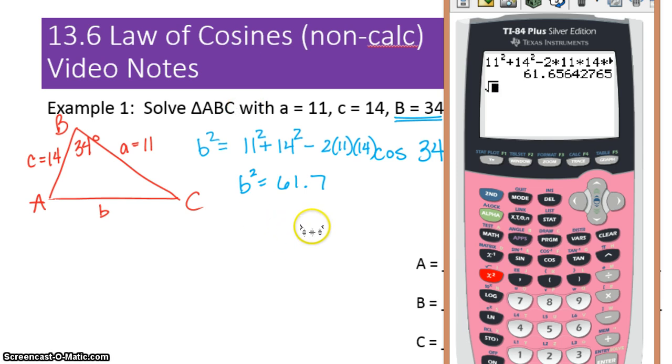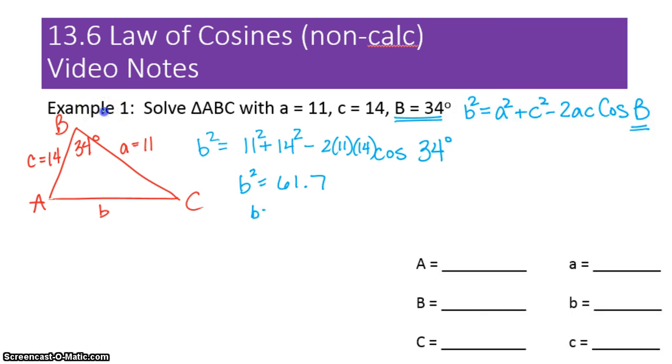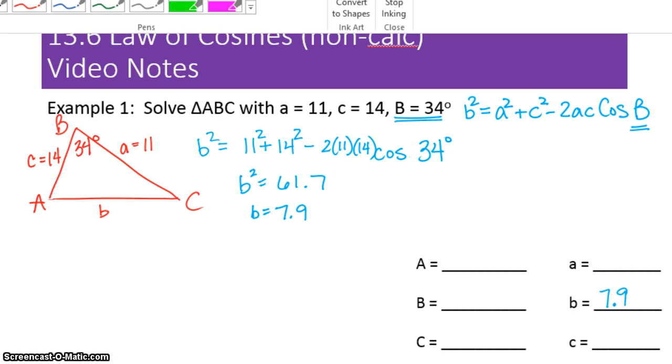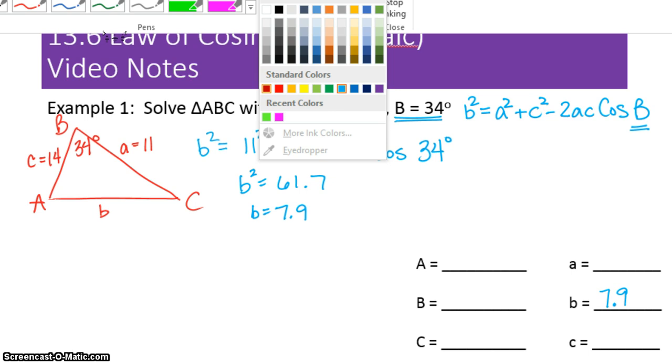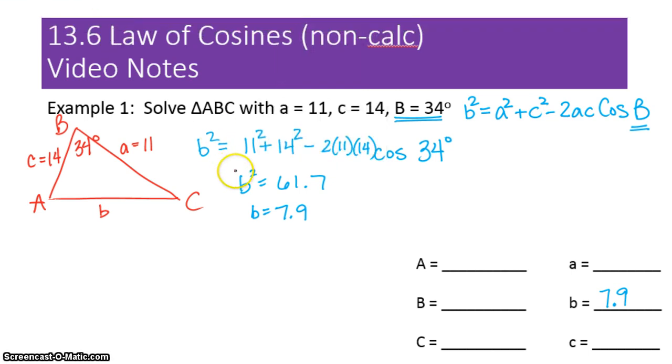Answer is down at the bottom. It's above the negative symbol. So we're going to second answer, and it's going to go ahead and square root that. So 7.9. So here we get B is 7.9. So we're going to go ahead and fill that in. Okay, and we can go back and fill in all the pieces that we had originally. So we had angle B is 34, side A is 11, and side C is 14.